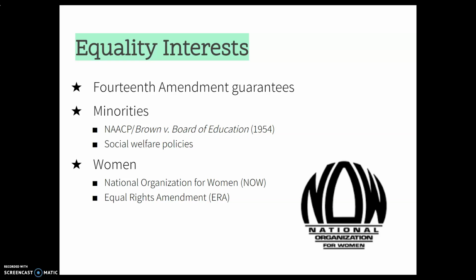For instance, the NAACP got a major win in the Brown versus Board of Education case of 1954, which overturned the separate but equal doctrine. And they'll also advocate for social welfare policies, and that's the big focus of those types of groups today.